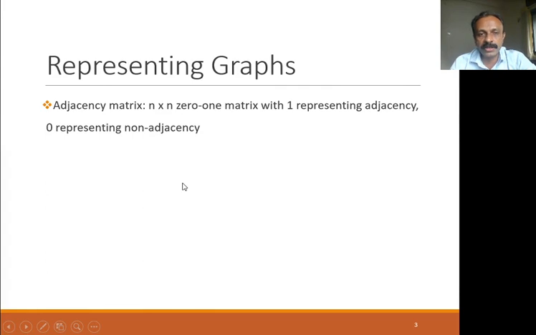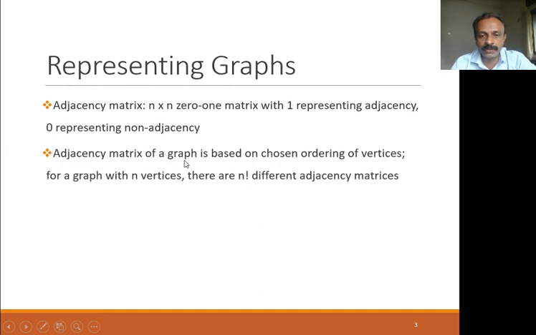How to represent a graph? So, adjacency matrix. What is the definition of adjacency matrix? The adjacency matrix is n by n, that is a square matrix. It's a 0, 1 matrix with 1 representing adjacency and 0 representing non-adjacency. Therefore, it is always a square matrix.